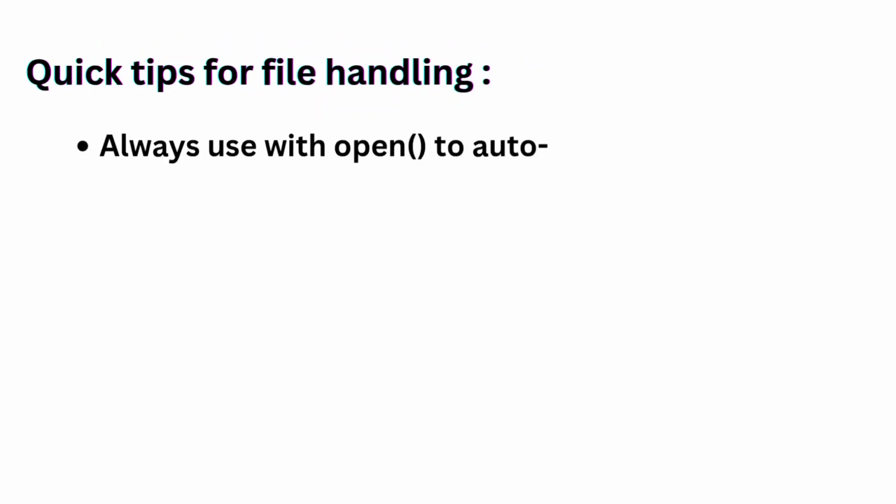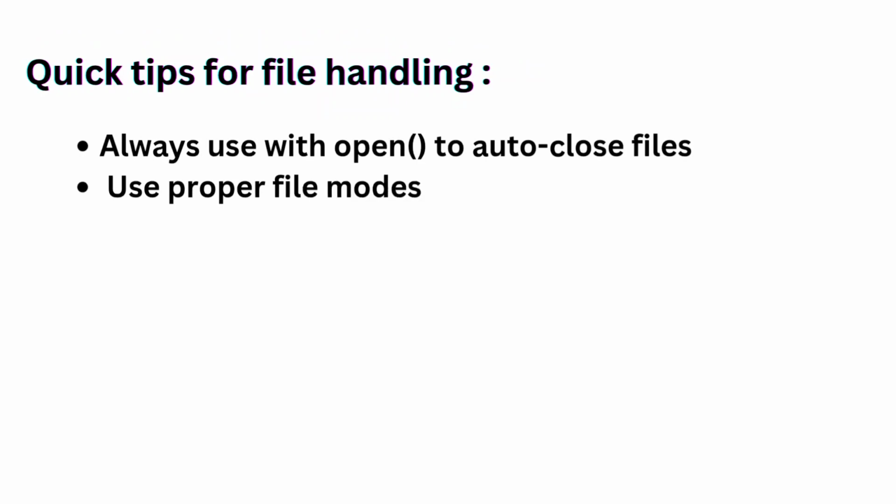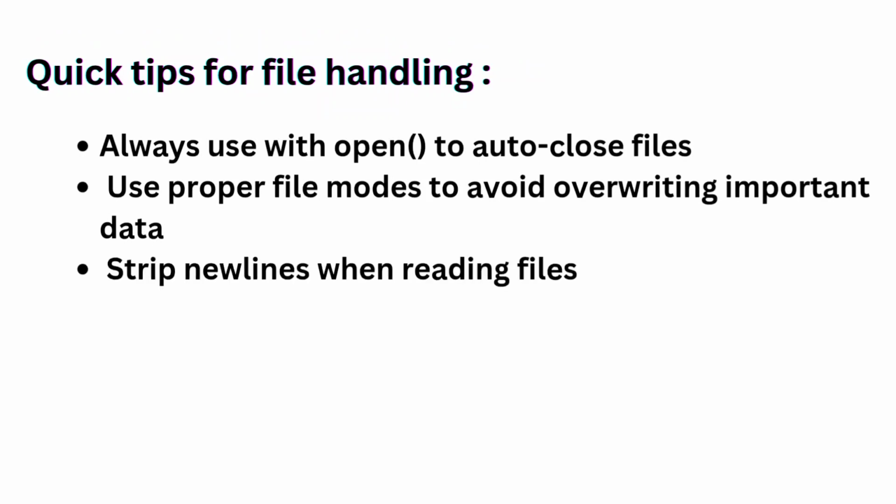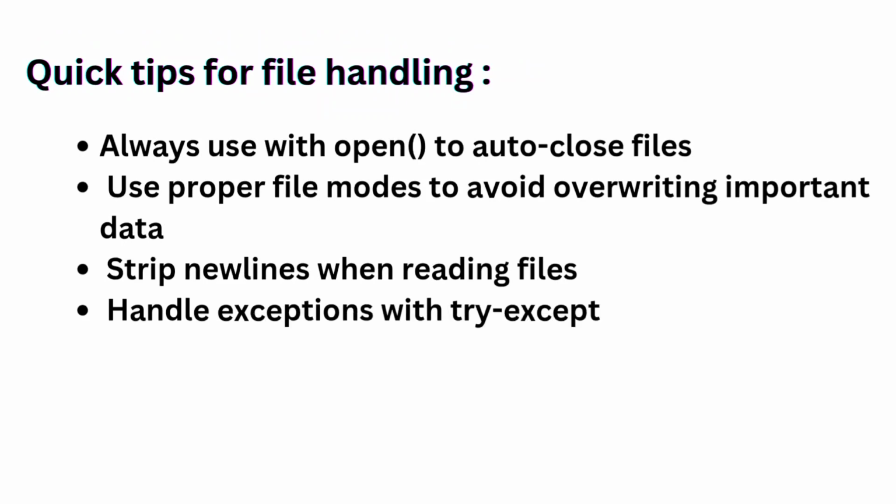Let's talk about some quick tips for file handling. The first tip is to always use the with open function to auto-close files. The second tip is to use proper file modes to avoid overwriting important data. The third tip is to strip new lines when reading files. And the last tip is to handle exceptions with try except for safety. And that's Python file handling made easy. Read, write, and append like a pro.